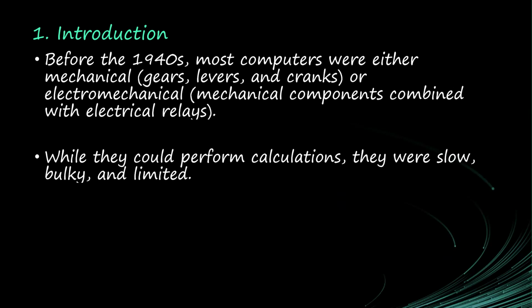The electromechanical computers could perform calculations, but they were slow, bulky, and limited. Of course, they could perform calculations better than the abacus, the Pascaline, Napier's bones, and stuff like that. But they were still limited. The thing is that human beings crave for more. When we do something that is even better than what we did yesterday, we crave for more and want to do better than that.